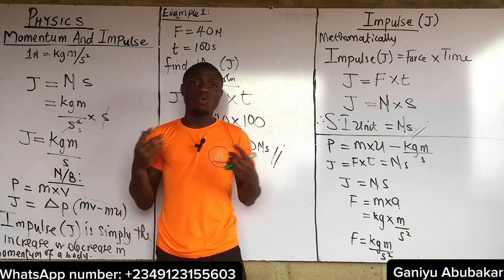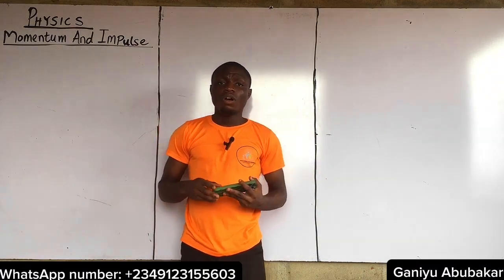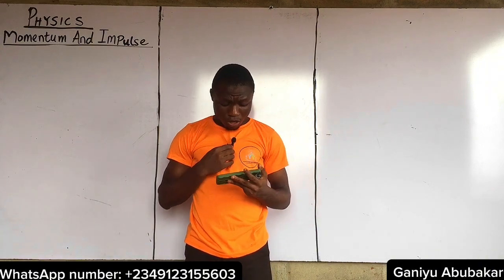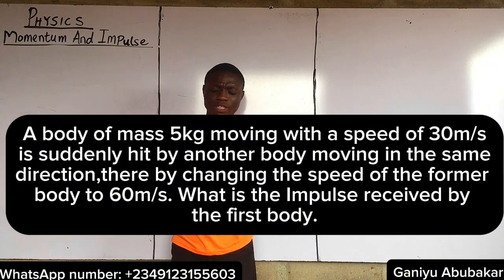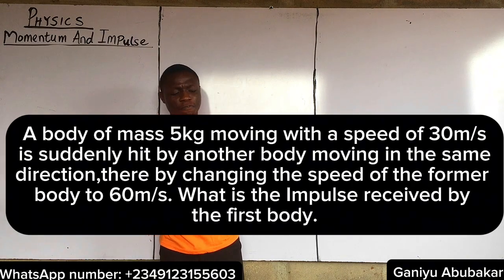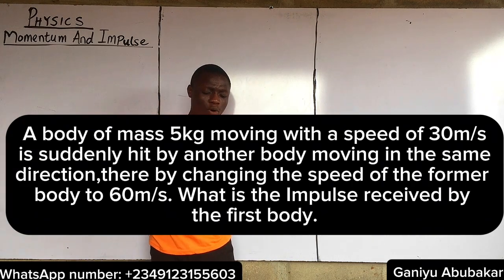Let's take some WAEC questions and let's solve them together and let's see what we can do. All right, let's take this WAEC past question and let's solve together. One says a body of mass 5 kg moving with a speed of 30 meters per second is suddenly hit by another body moving in the same direction, thereby changing the speed of the former body to 60 meters per second. What is the impulse received by the first body?